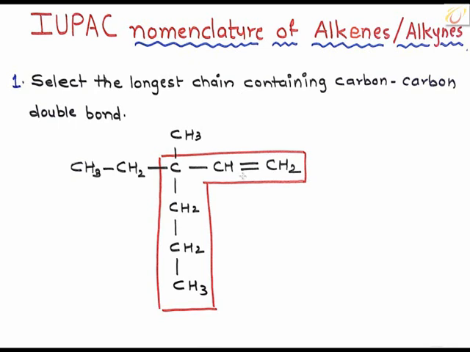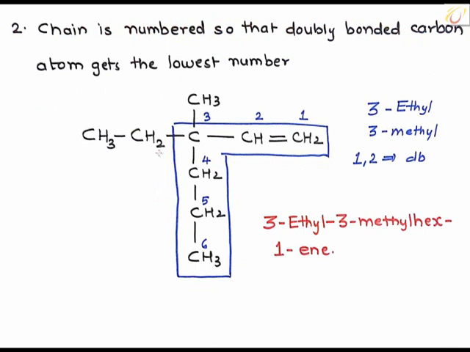So in this case, the chain that contains a double bond and has the maximum number of carbon atoms is selected as a parent chain. Next rule, the chain is numbered in such a way that the double bonded carbon gets the lowest locant. So in this case, this parent chain that has 6 carbon atoms and a double bond is numbered from the right hand side. Instead of numbering this chain from the bottom, we are numbering it from the right hand side so that the carbon which is double bonded gets locant 1.